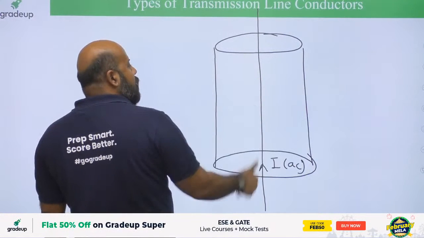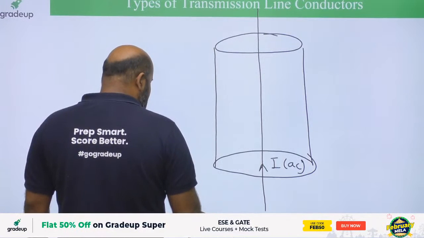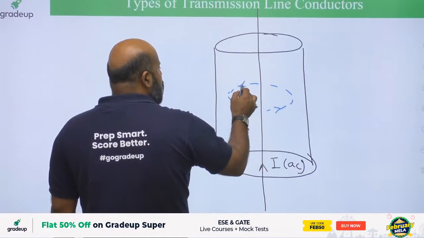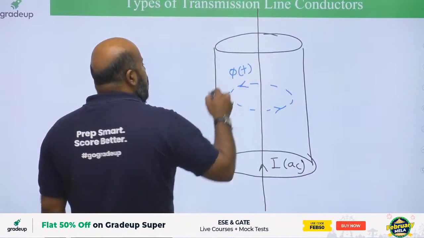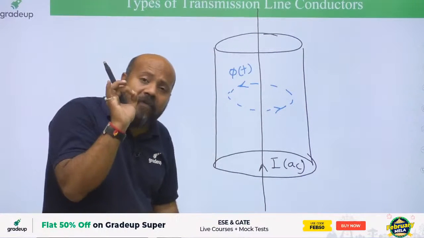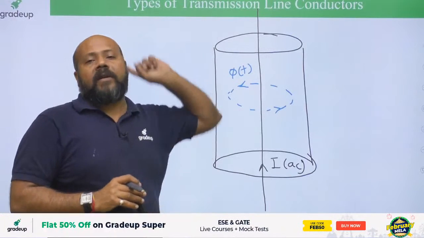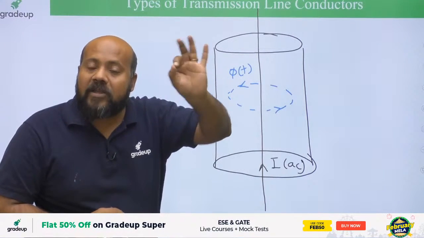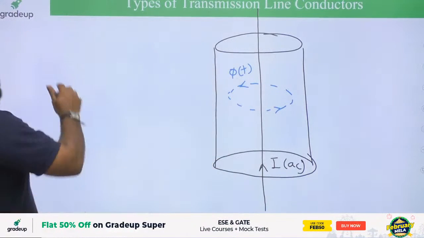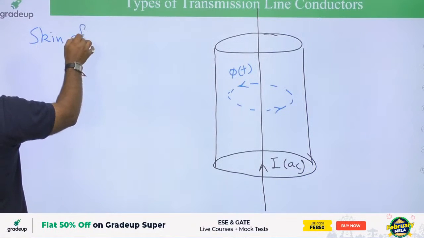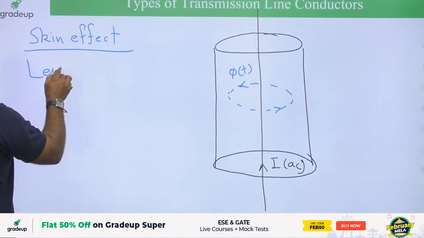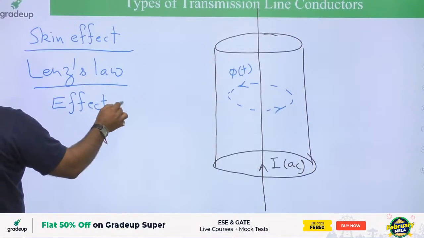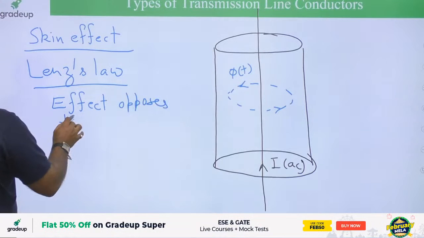If you apply the right hand rule, what is the direction of flux? The direction of flux is going to be something like this, and this is time varying flux. The moment time varying flux is linked with any conductor, eddy currents are going to be induced to obey Lenz's law. What is Lenz's law? Effect opposes the cause.